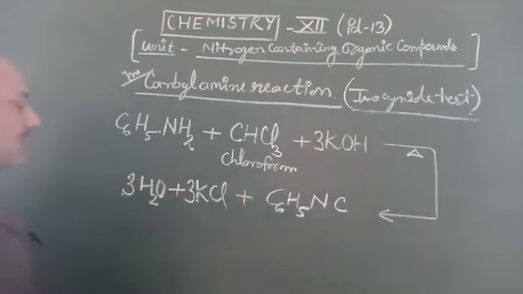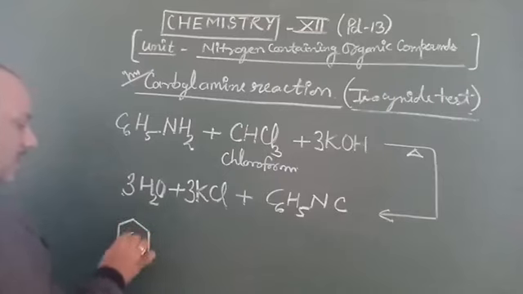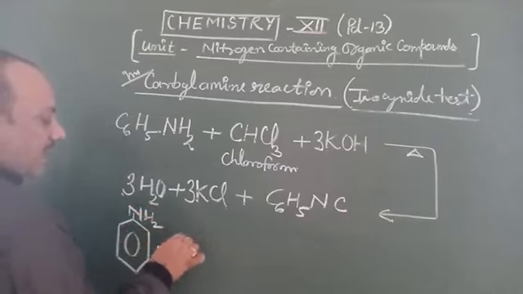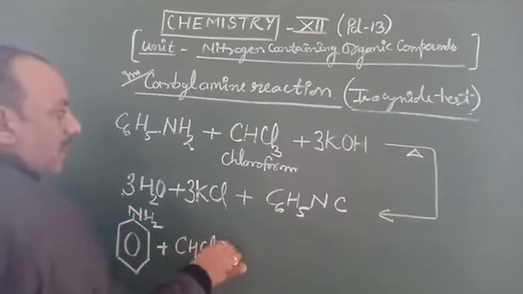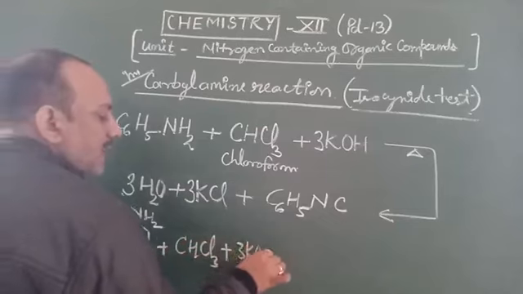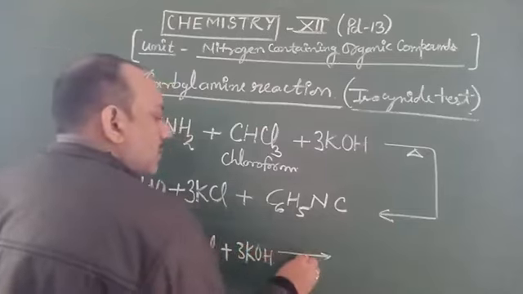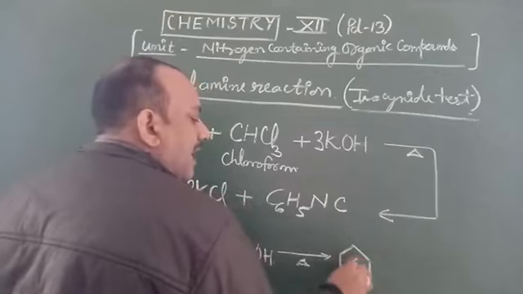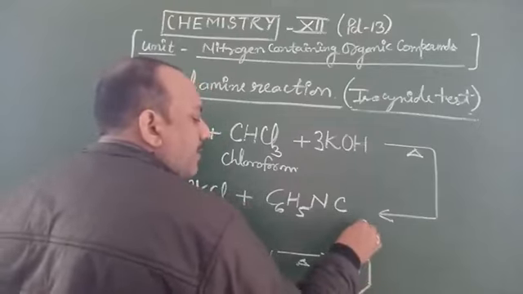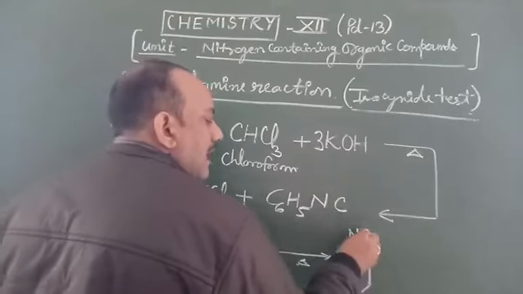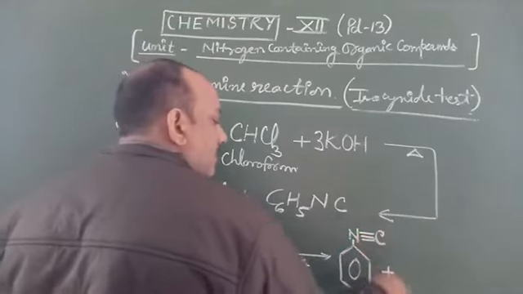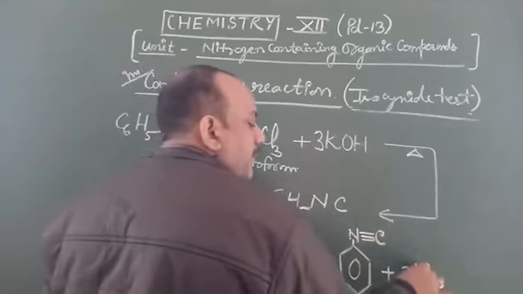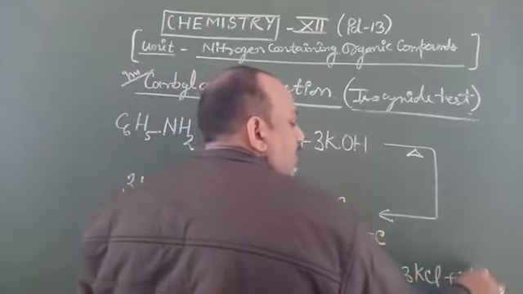This reaction is also represented by its structural formula. C6H5NH2 is the formula of aniline. It reacts with chloroform and caustic potash. So it gives phenyl isocyanide, C6H5 with a triple bond to C, plus the subtracted potassium chloride, KCl, with water, H2O.